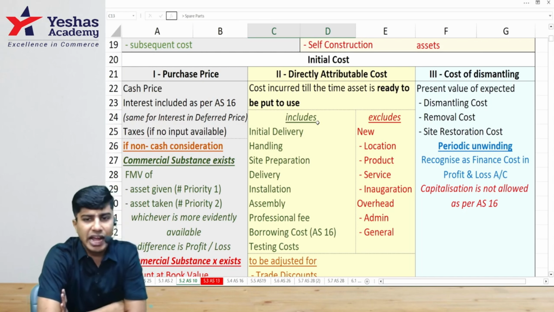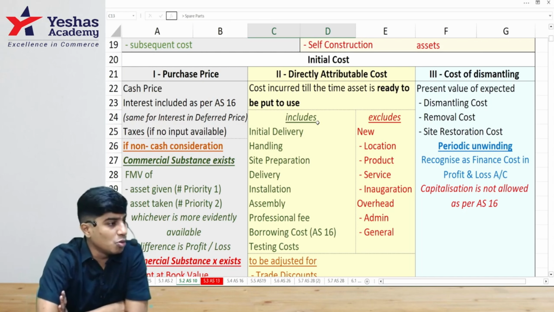Asset is purchased for 1 lakh. 20,000 needs to be paid on removal. Present value of it will come to about 12,000. 12,000 I don't have to pay right now. I'll pay it after 5 years. But today I would have to expect it or anticipate it.